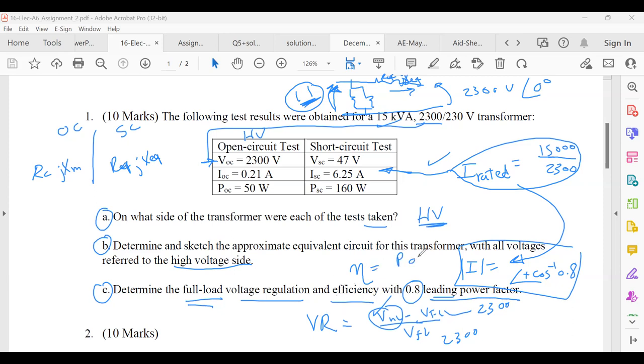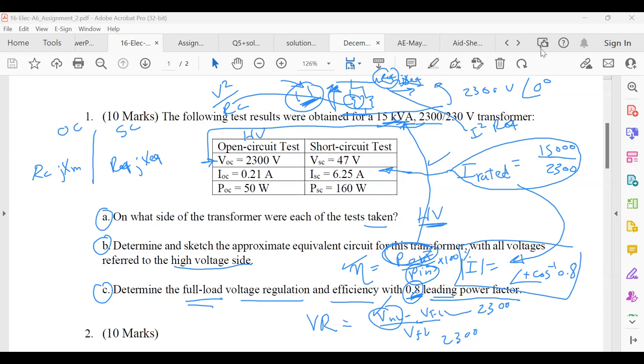Efficiency, it's the P output over P input times 100%. Output, we already know the output because you know the S and the power factor, for example, 0.8. So 0.8 times this S, it will give you the output power, okay? However, to get the input, it's the output plus losses. What losses? First, copper losses, I square R equivalent. Second is the core losses, V, this voltage that you got, squared over the RC. That's it. Have the efficiency. Efficiency for the transformer is high, like 99%.